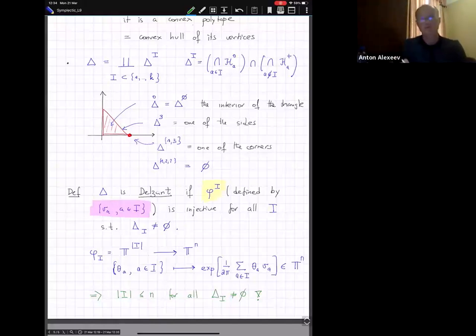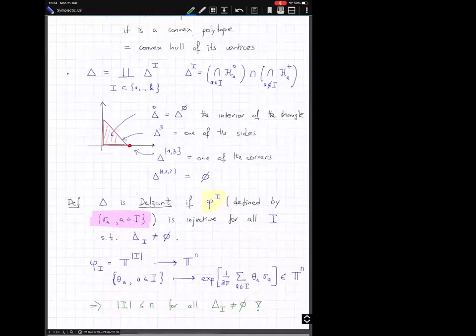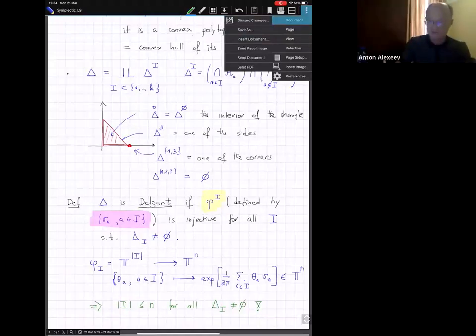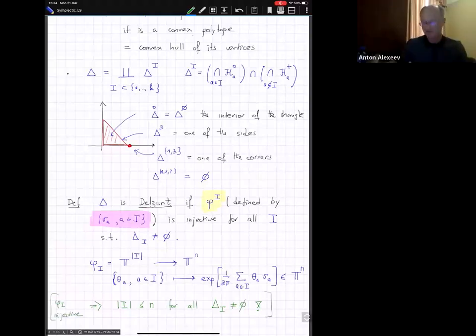Actually, let me just comment that you said the words, but it might be worth writing it down: phi I injective implies that the size of I is less than or equal to n. Yes, that's what you said.